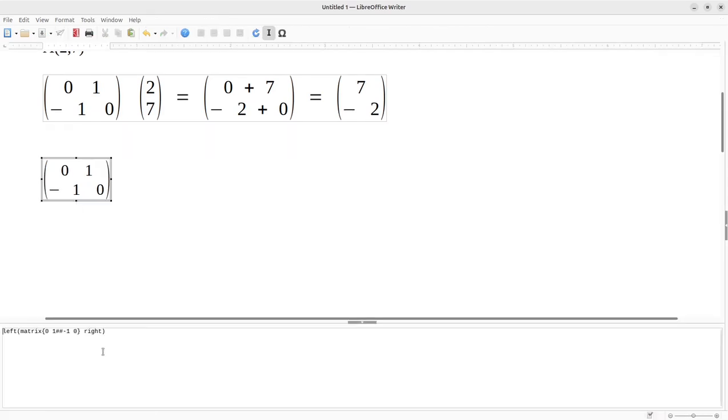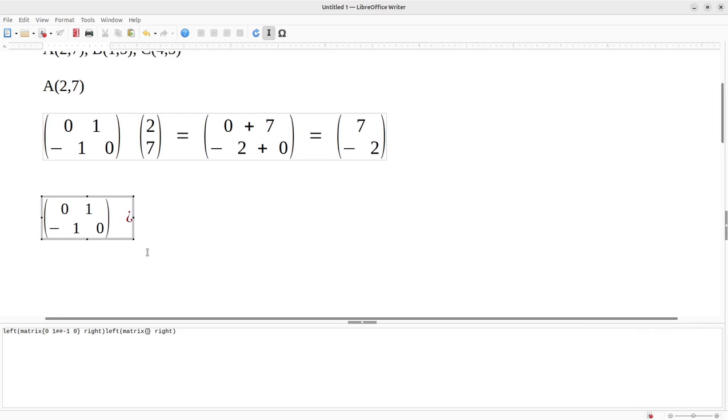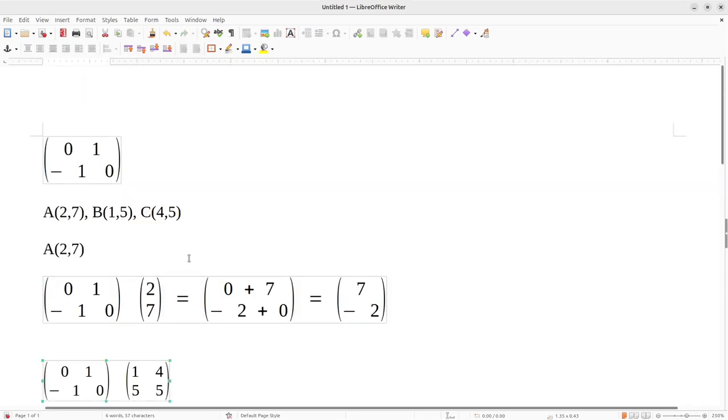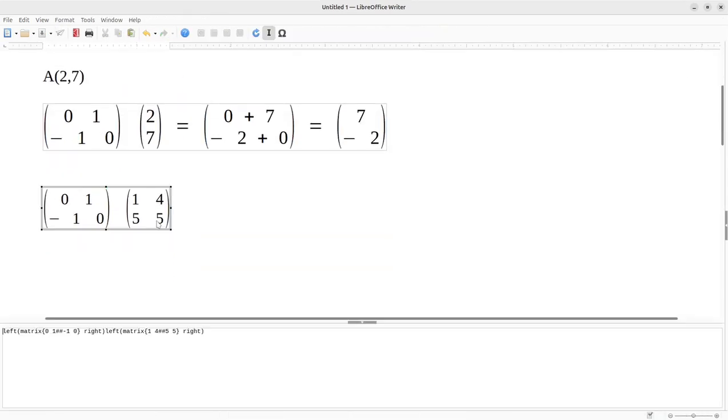Alright, now that you have the matrix there, multiply this by the other matrix. For the first point, we've already used 2, 7 as a column vector. Now we need 1, 5 as a column vector. The other one is 4, 5 as a column vector. Now what's going to be the solution for multiplying these two matrices?